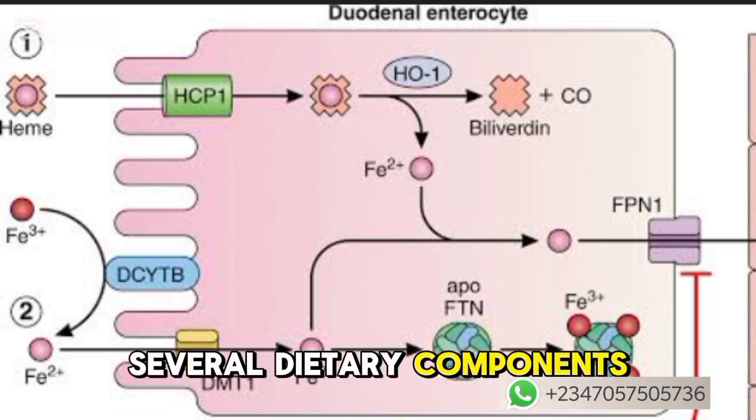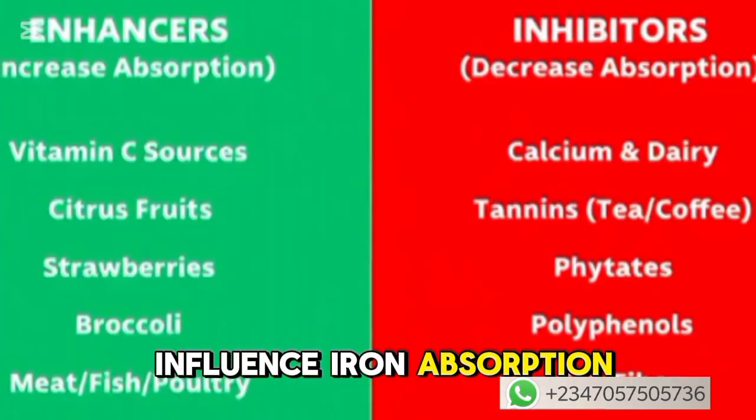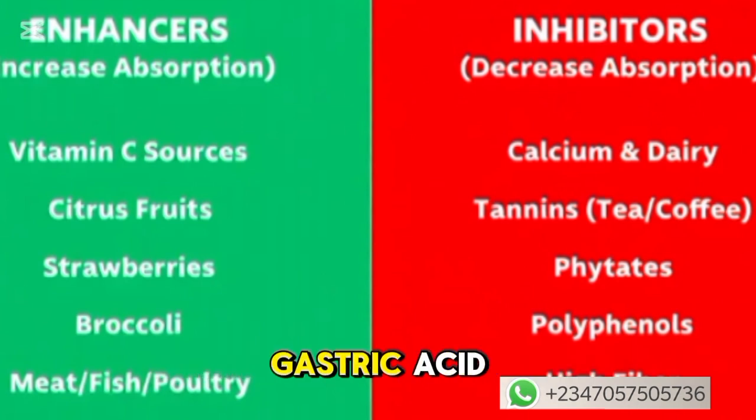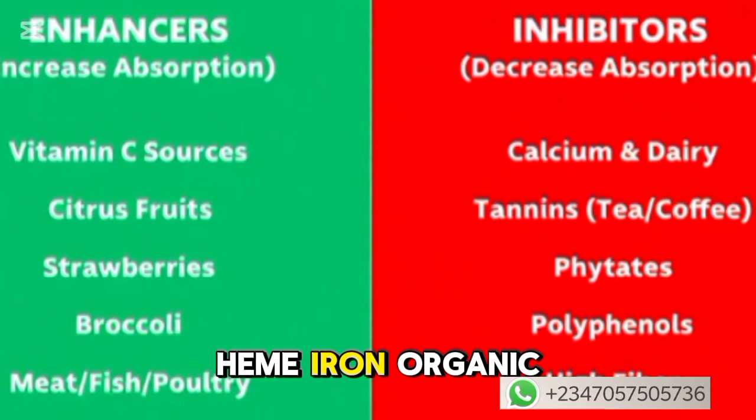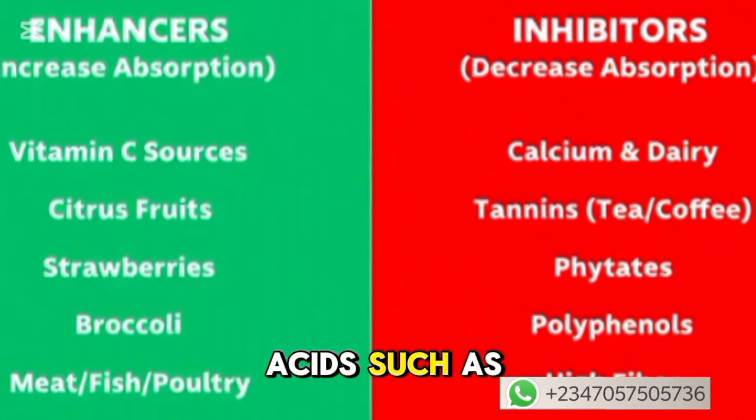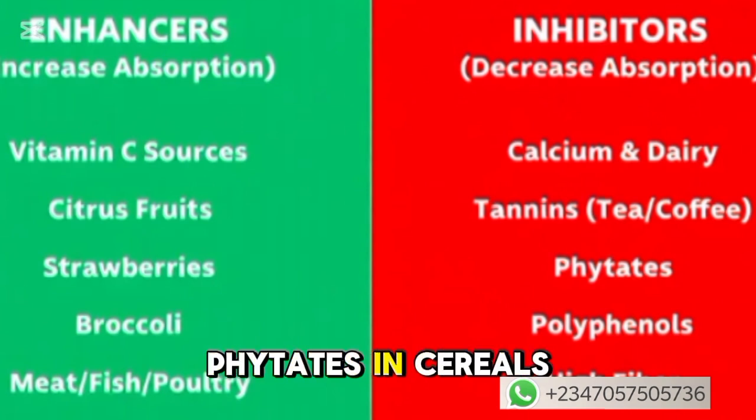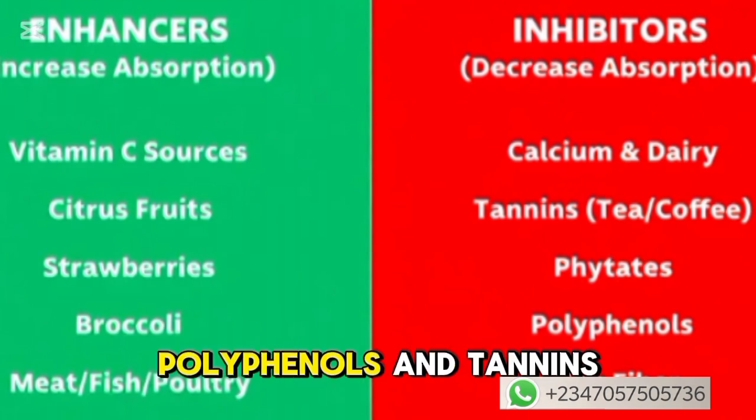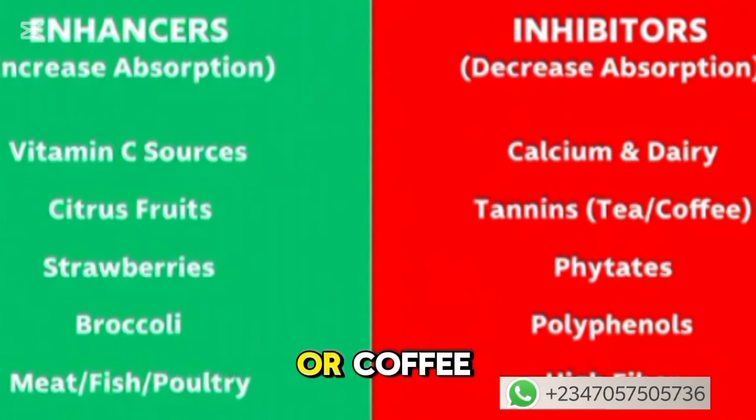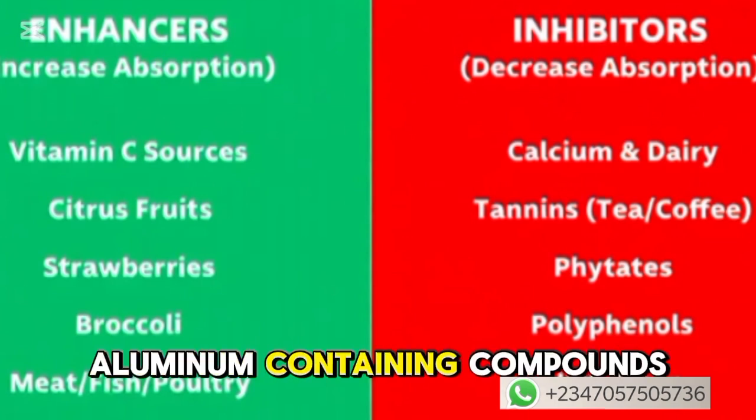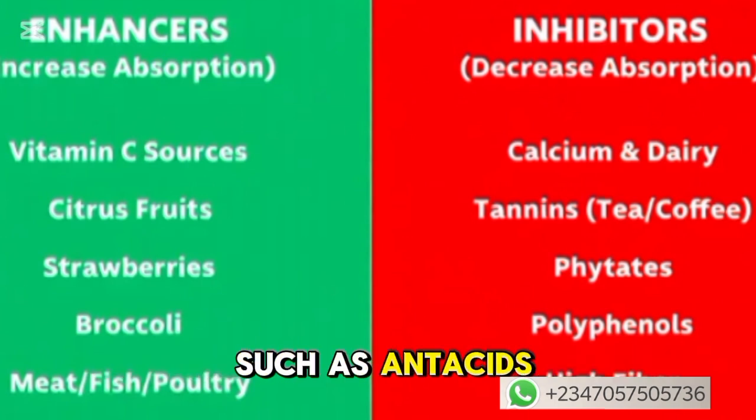Several dietary components influence iron absorption. Enhancers include ascorbic acid, gastric acid, heme iron, organic acids such as citric and lactic acid, and animal protein. Inhibitors of iron absorption include phytates in cereals and legumes, polyphenols and tannins found in tea or coffee, calcium, oxalates, and aluminum-containing compounds such as antacids.